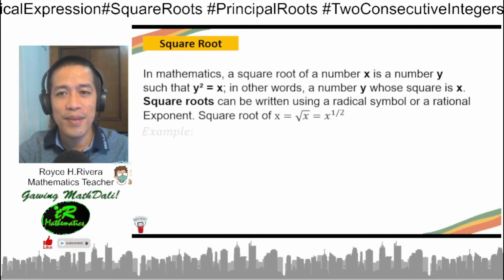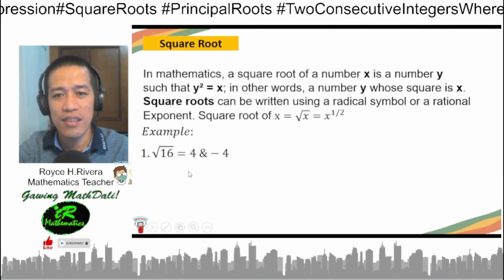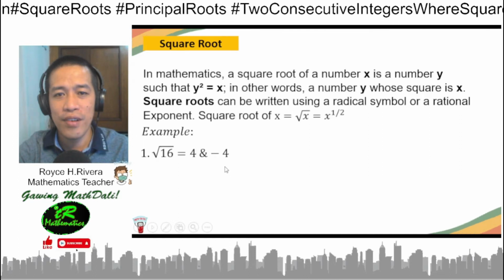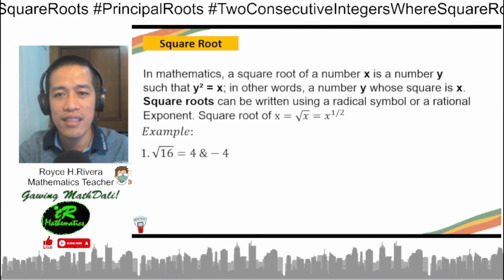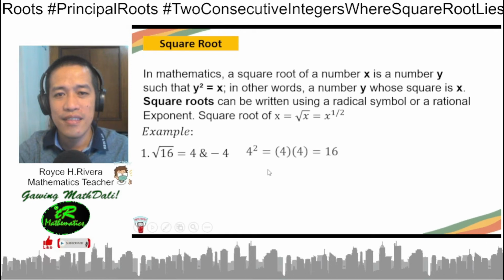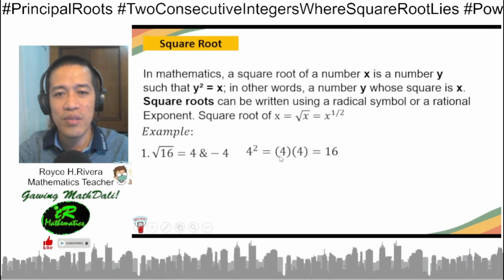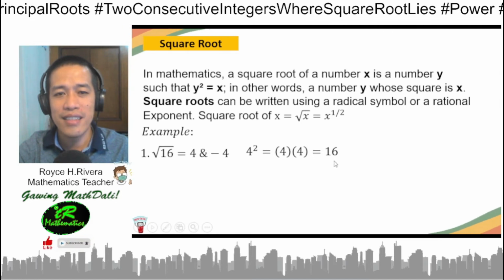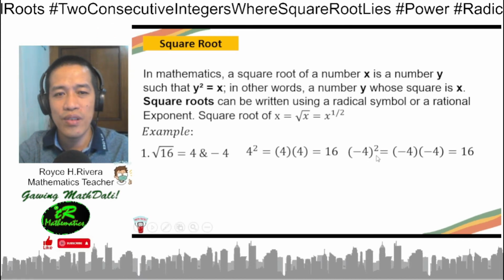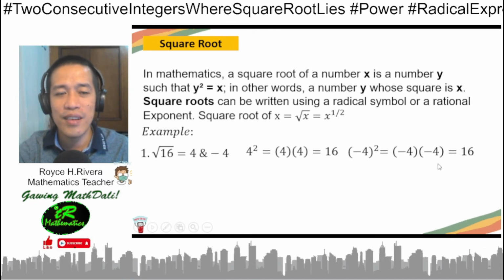Let's have the first example. The square root of 16. And its roots are 4 and -4. The roots 4 and -4 will be multiplied by itself twice or 2 times to obtain the radicand 16. So here it goes. 4 squared or 4 raised to 2 is equal to 4 times 4 equals 16. And at the same time, the quantity -4 raised to 2 or -4 squared is equal to -4 times -4, which is also equal to 16.